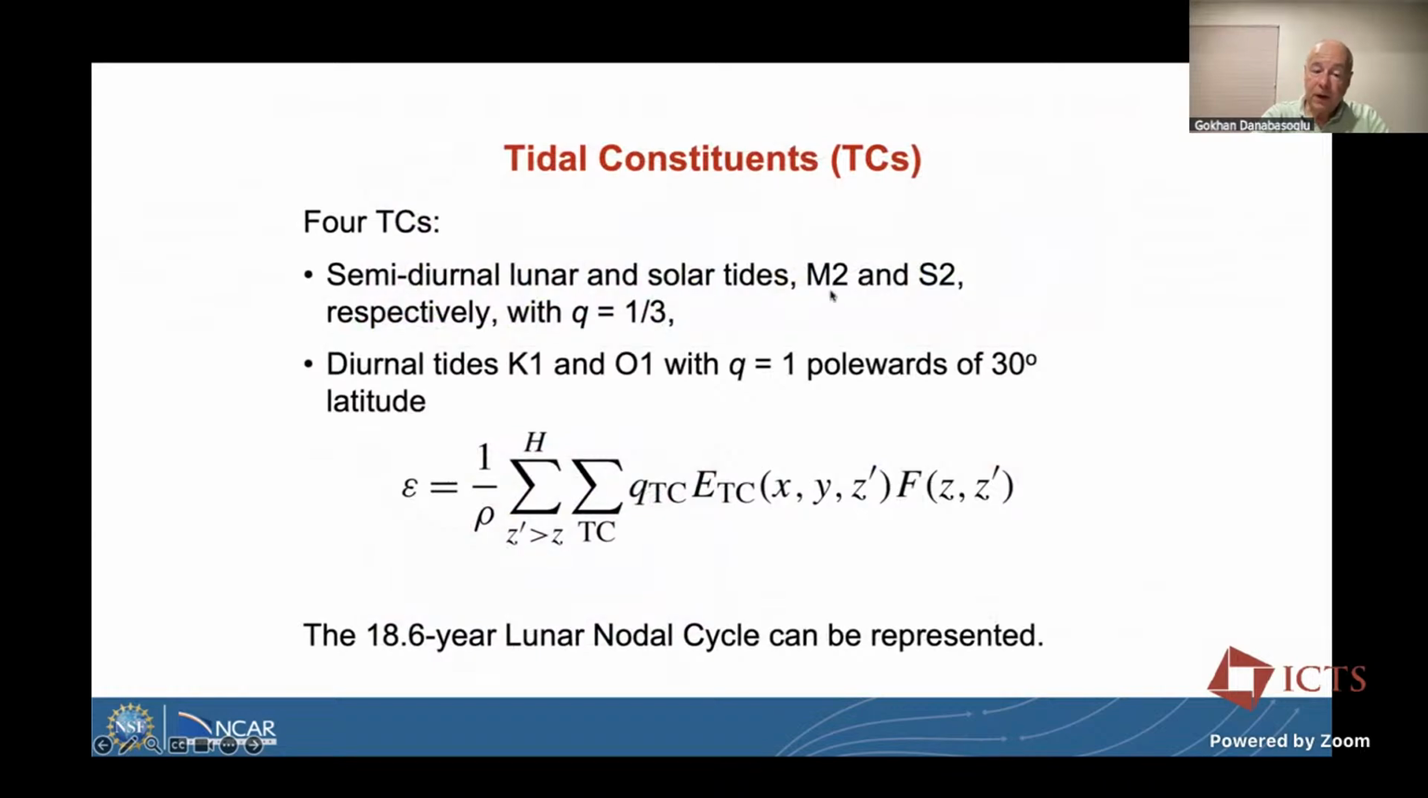But before I get to regularization, we also consider tidal constituents in the model, meaning that we treat semi-diurnal lunar and solar tides separately from the diurnal tides. Their mixing efficiencies can be different, and where they are applied in the ocean model. Through these, we can also represent the 18.6-year lunar nodal cycle in our model. I don't want to get into too much detail here because it gets quite complicated quickly.